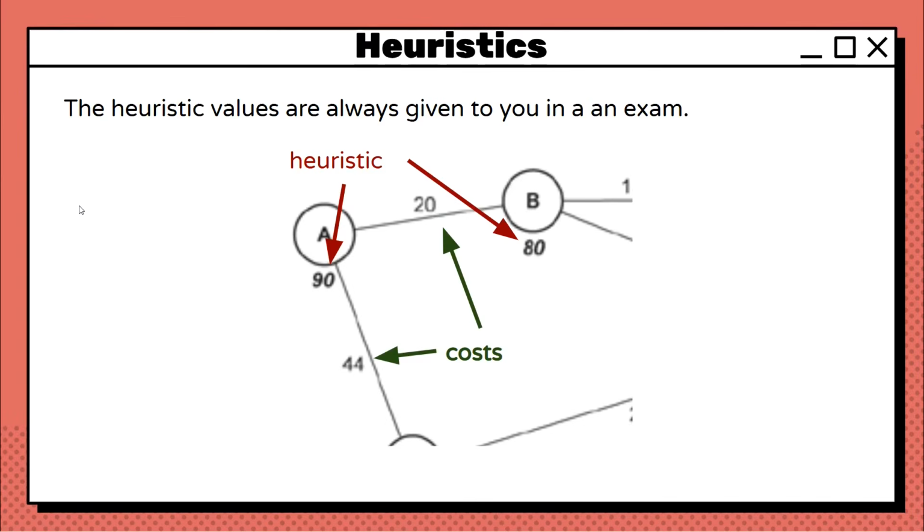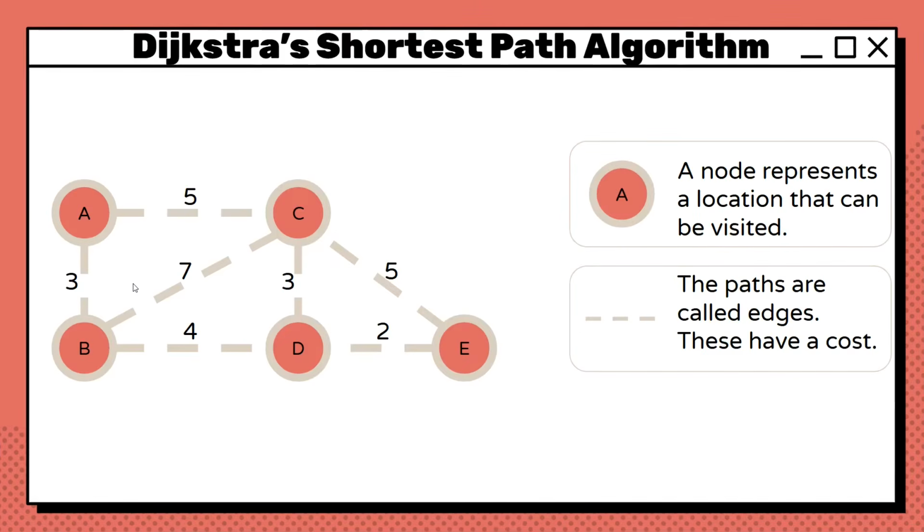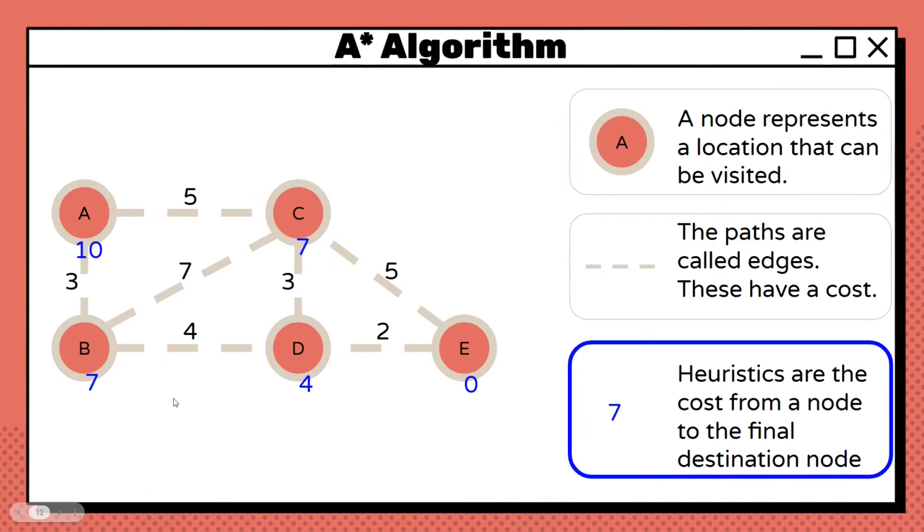The good news is that the heuristic values are always given to you in an exam. You don't need to see how this is worked out. This is extra information alongside the cost of each given path, but think of this as an abstracted value which is given to you. You don't have to work it out. With Dijkstra's algorithm, we were given a cost of each path from one node to another. The A-star algorithm also adds heuristics, which, as mentioned before, are the estimated costs from a node to the final destination node. Here you can see the heuristics shown as a value under each node.